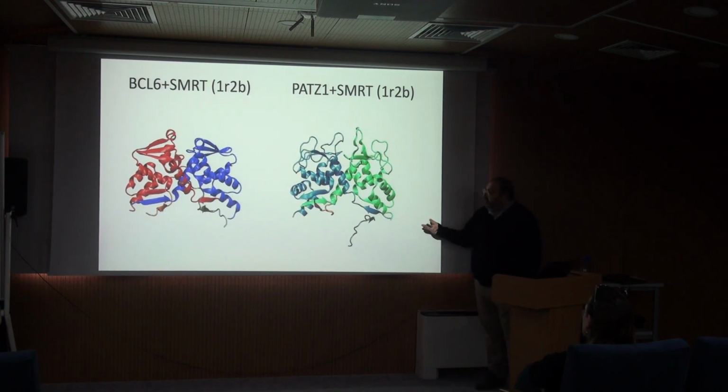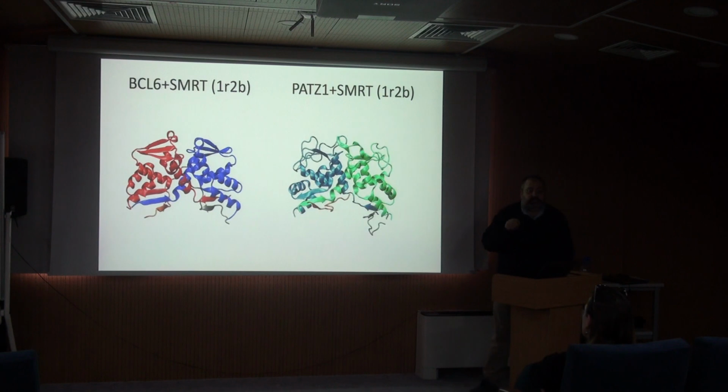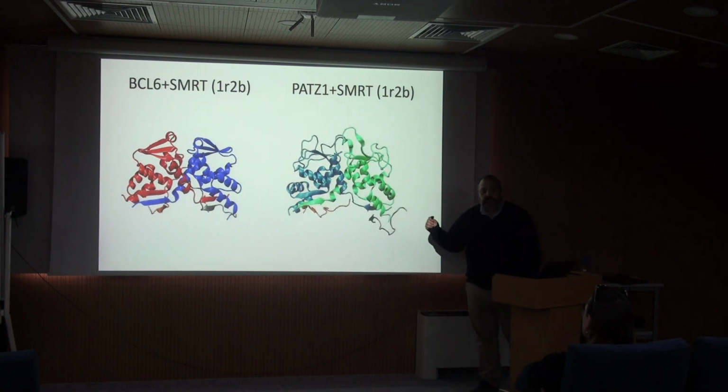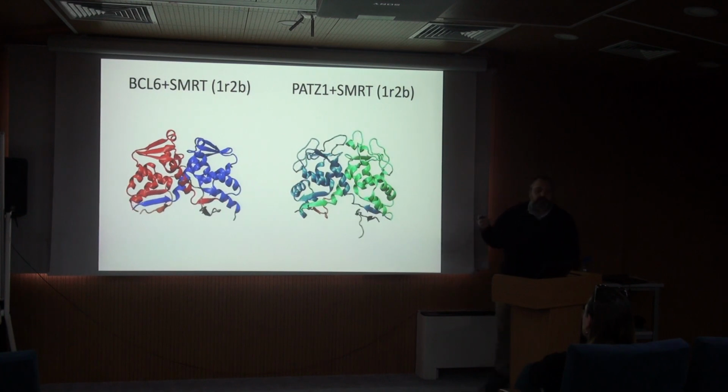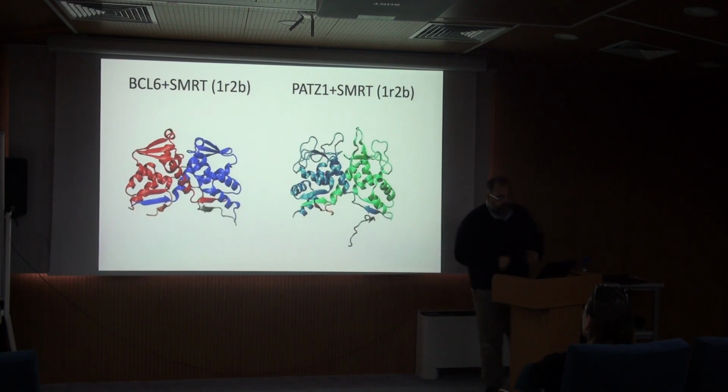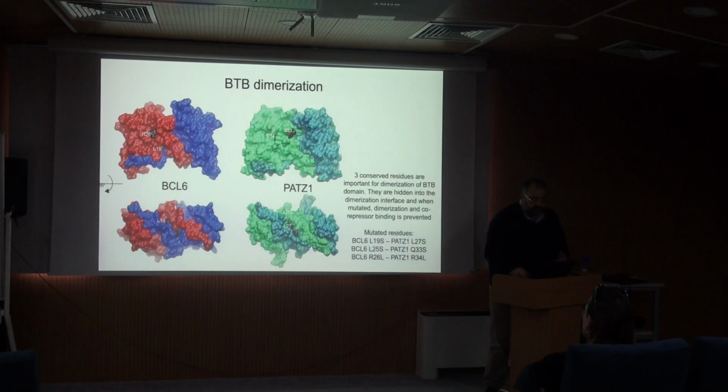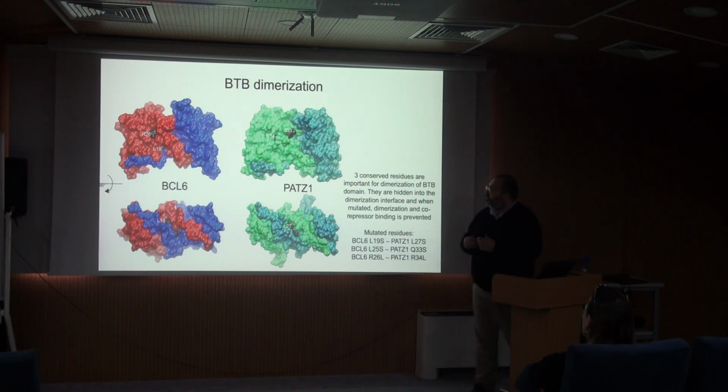Now there is evidence, and I'll show you later, that PATS1 interacts with core repressors, N-CoR, B-CoR, and SMRT, but we think not in the same way, not using the same surfaces that BCL6 is using. So crystallizing the protein allowed us to really make hypotheses about how these proteins are interacting with each other.